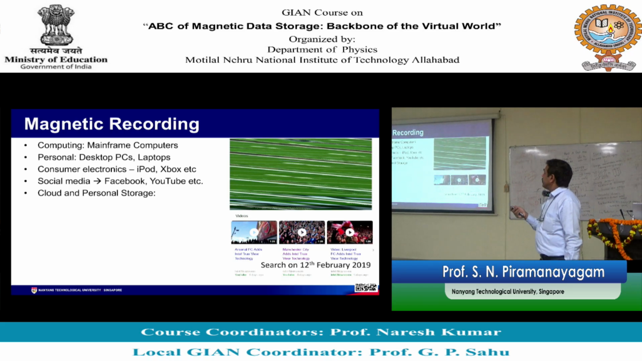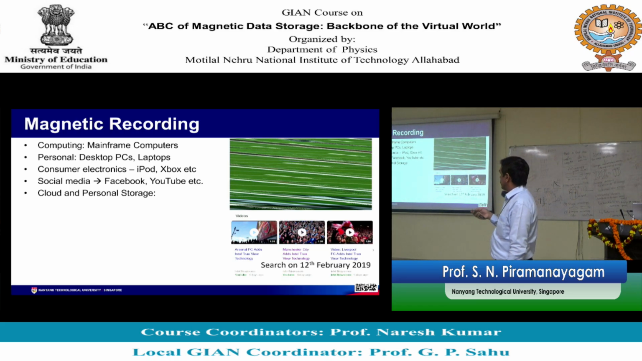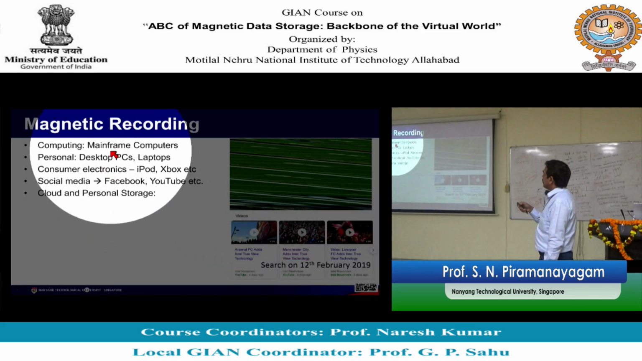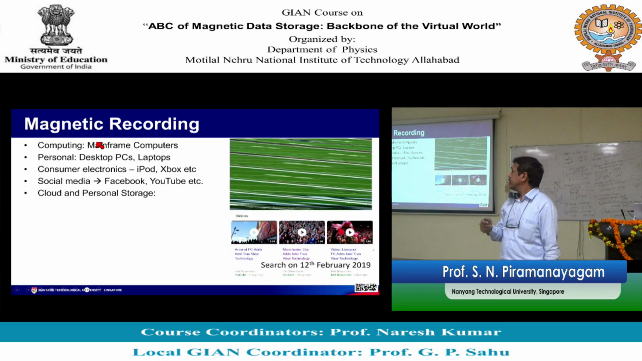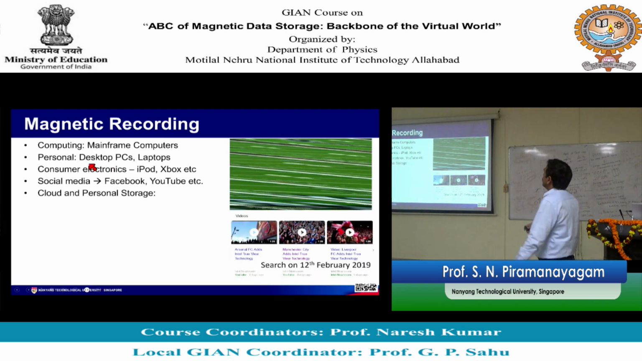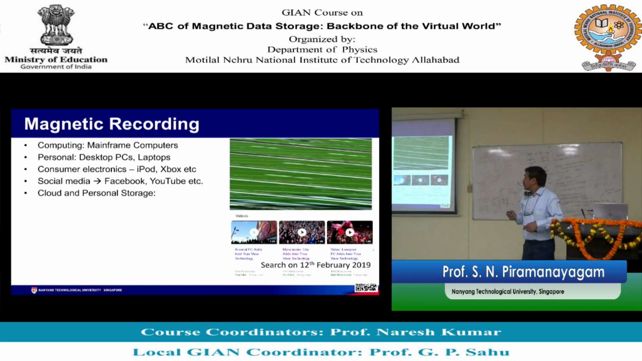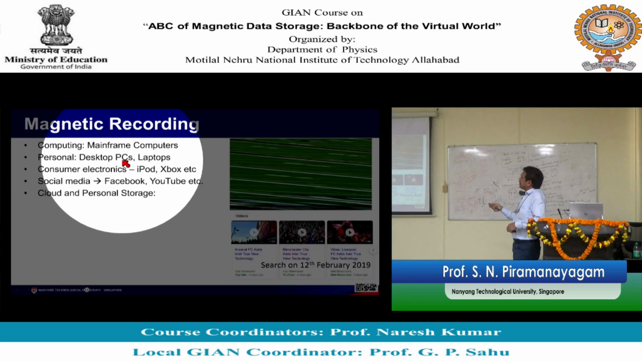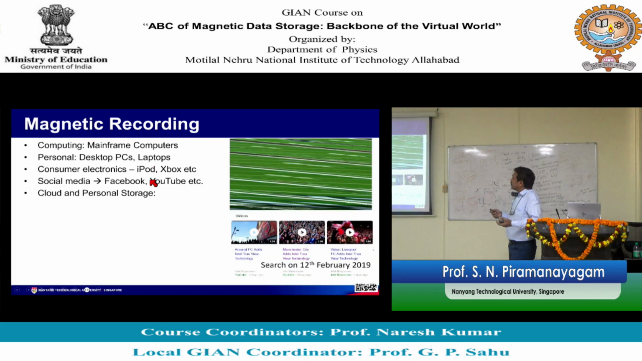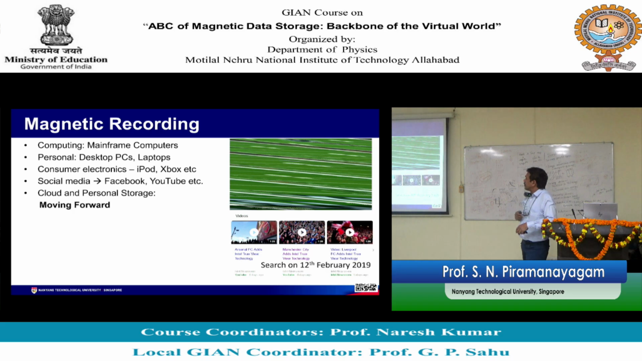So I mentioned on day one that computing, especially the mainframe computers of the 1950s, used hard disk drives first. Then later in the 1980s and 90s, people started using magnetic recording, especially in the form of hard disk drives in desktops. Then later, hard disk drives got into laptops. Then later they got into consumer electronics like iPod, Xbox, and so on. Now people store a lot of information on Facebook, YouTube, and so on. So there is cloud storage, and there is personal storage.